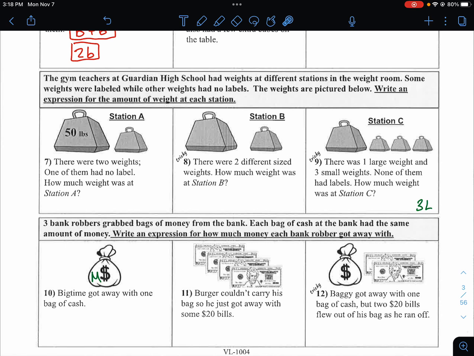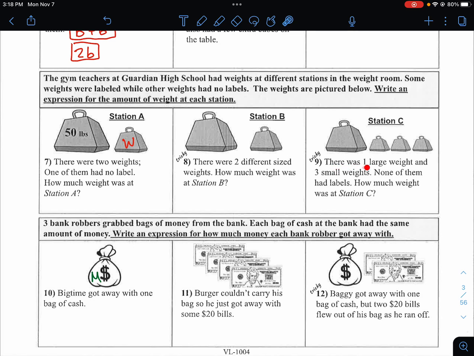I'll help you with number 7. There were 2 weights. One of them had no label, and how much weight was at station A? Well, it's 50 plus another amount of weight. How much? I have no idea. We can use a variable for that. Let's do something even a little trickier.